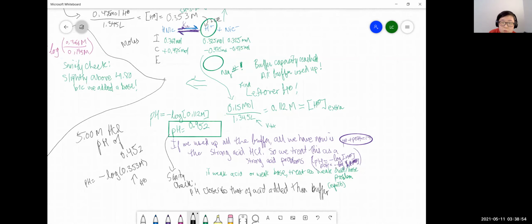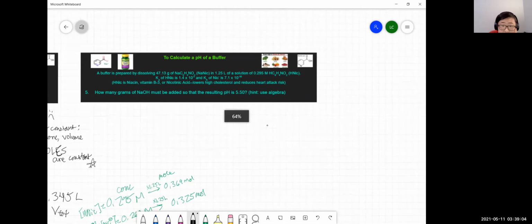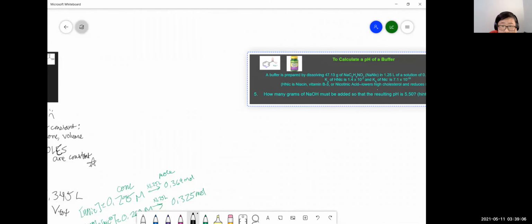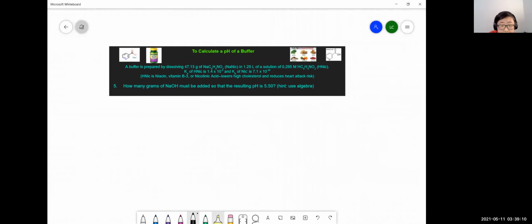Okay, so the last part: how many grams of NaOH must be added so the resulting pH is 5.0 for 5.5? Use algebra. So this part is actually probably the trickiest problem. I don't know if Dr. Dodson would ever ask something like this. Hopefully not, because I know this one was stumping me for a long time. So it's asking, it's like a backwards problem.